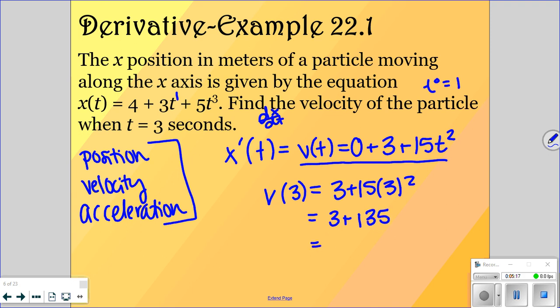And then add 3 to get 138. And our units are meters per second. So that would be your answer there. Okay, so now we're going to try another one.